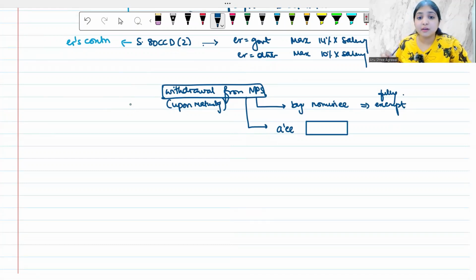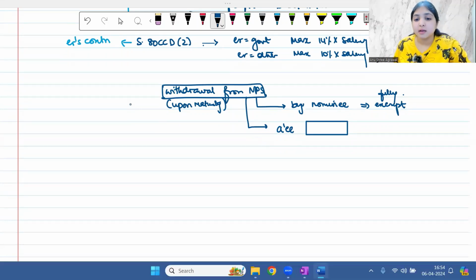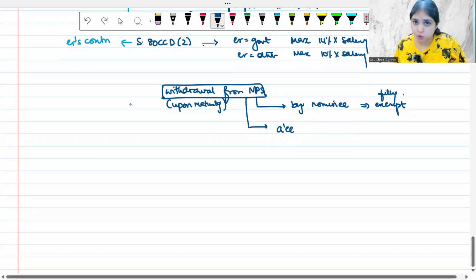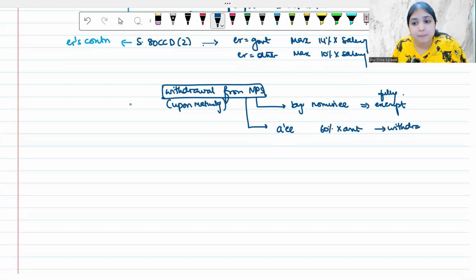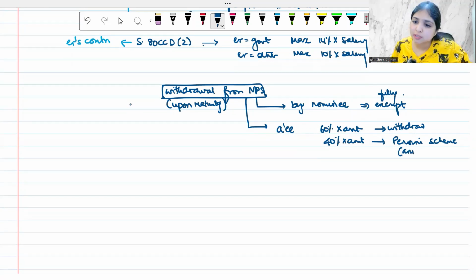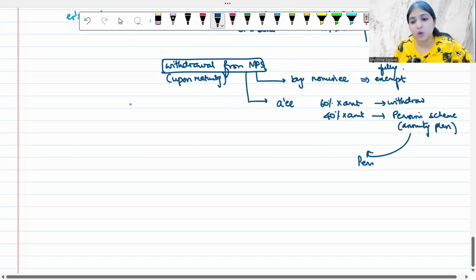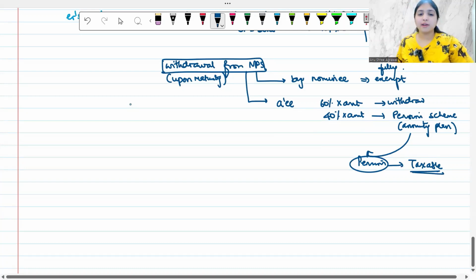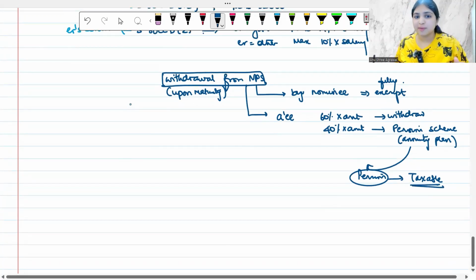Whatever is the balance in NPS, he should not withdraw the entire amount. Only 60% of the amount he can withdraw from the NPS. The balance 40%, he has to put into a pension scheme of LIC. This pension scheme is also called an annuity plan. From this, he is going to get periodical pension. This periodical pension that he gets is of course going to be taxable. All right, that is when we're talking about withdrawal from NPS upon maturity.